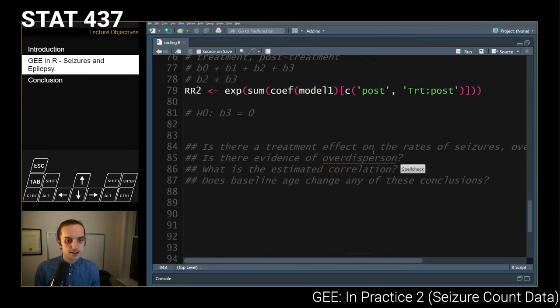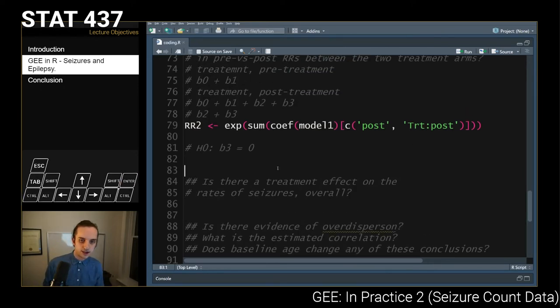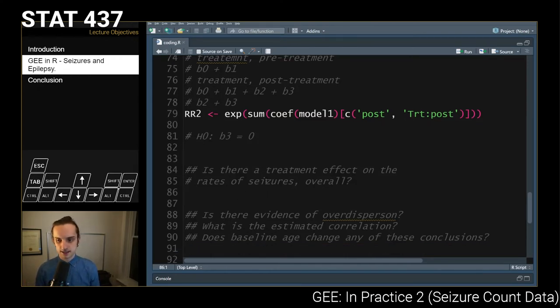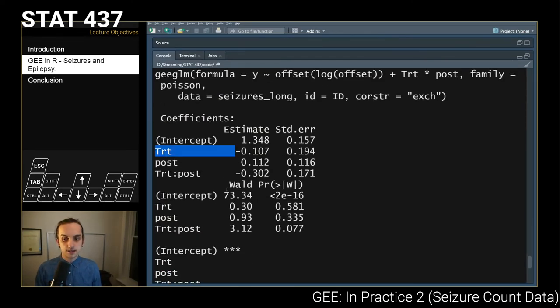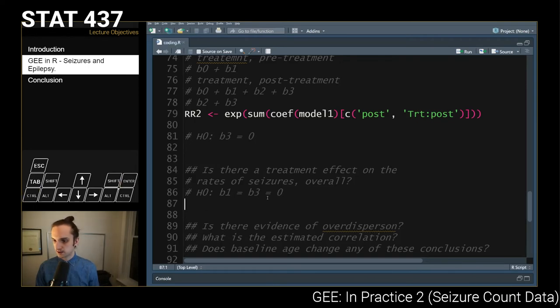So the third one is, is there a treatment effect on the rates of seizures overall? To specify, what we're asking is, does treatment matter in this model? Essentially, if you think about our model that we've fit here, if treatment does not matter, then we should find that beta 1 and beta 3 are no different from 0. Because if we could just drop those from the model, then we should be able to test beta 1 equals beta 3 equals 0.